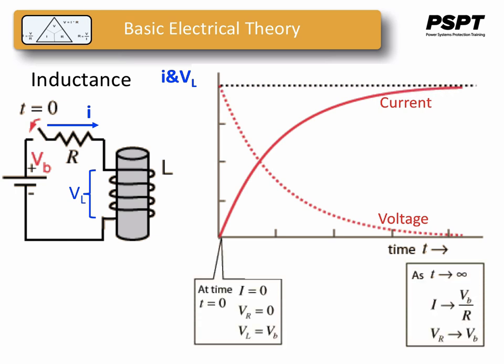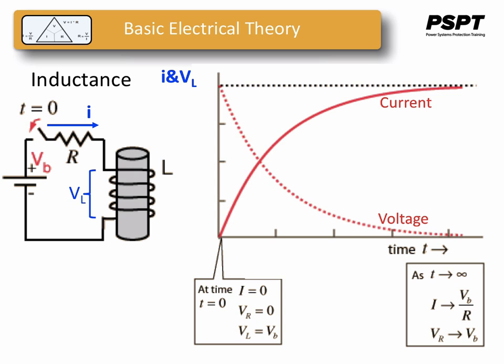This is how the voltage across an inductor and the current through it will develop. When the switch is closed at t equals 0, VL is equal to VB, the supply voltage. However, the induced voltage drops off to 0 with time as the inductor acts like a short circuit. As the induced voltage drops off with time, the current will increase and be limited by the resistor R after a long period of time. It will equal VB all over R, which is Ohm's law.